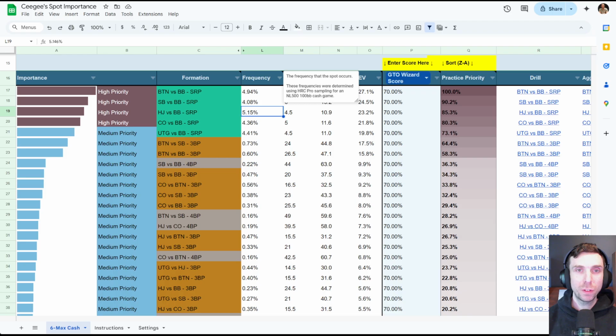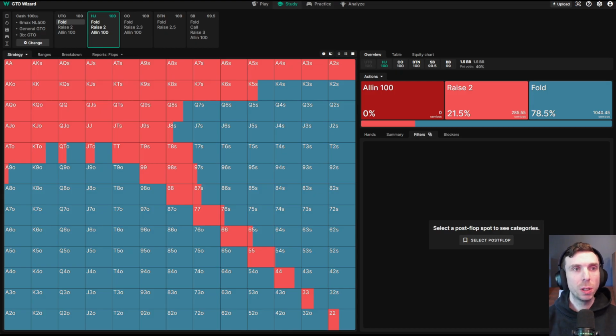So if you look at the frequency pop up on the spreadsheet here, you can see that it was used for NL 500, 100 big blind cash games as the data set. So that's where that comes from. And that's exactly what we're going to do. So I'm using the 500 general GTO ranges, as I've mentioned before in other videos.